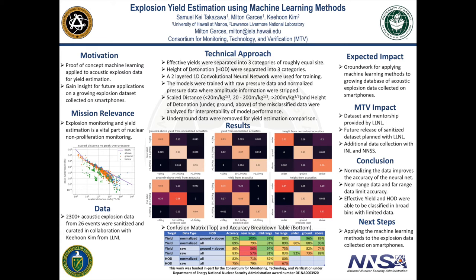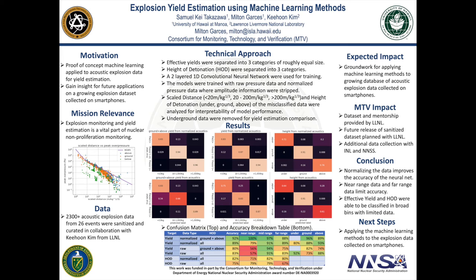Interestingly, removing underground data seemed to improve the performance of the yield estimation for mid-range and ground data. For the height of detonation classification, we see an improvement in mid-range and far-range data with normalization, however worse in near-range. Overall, the performance is better with normalized data.